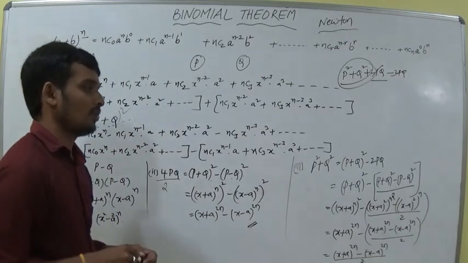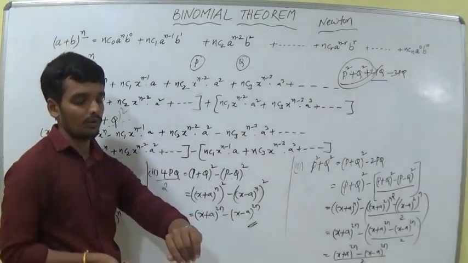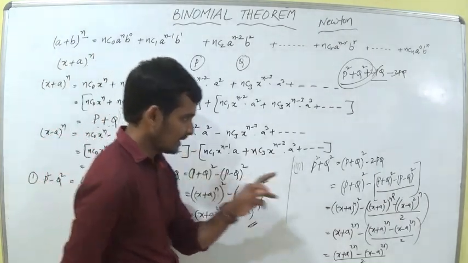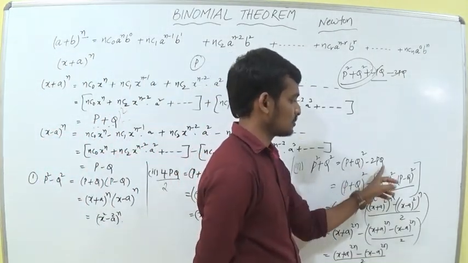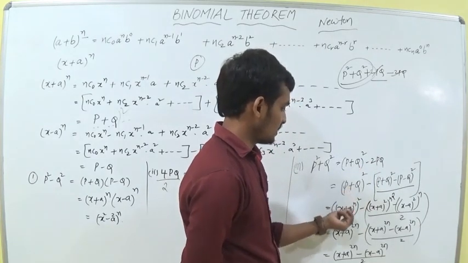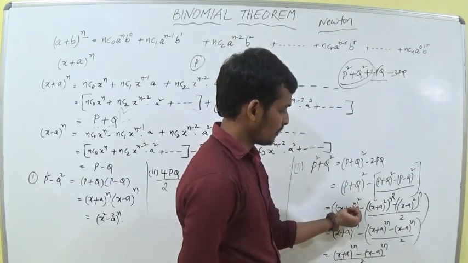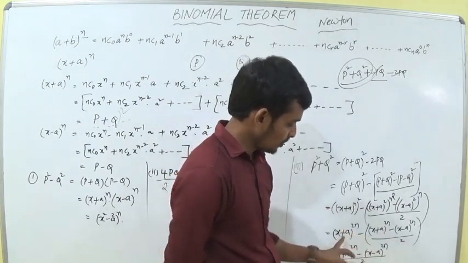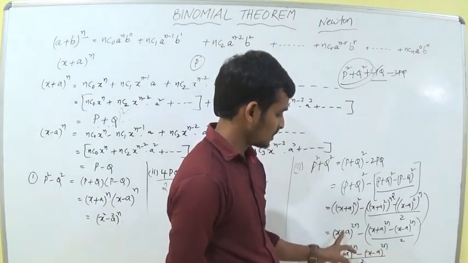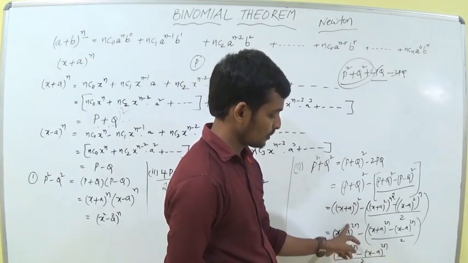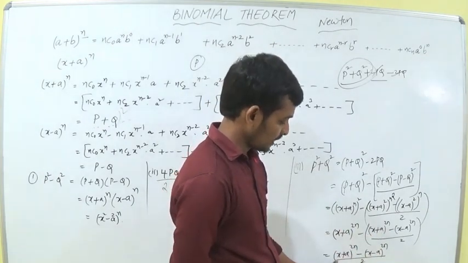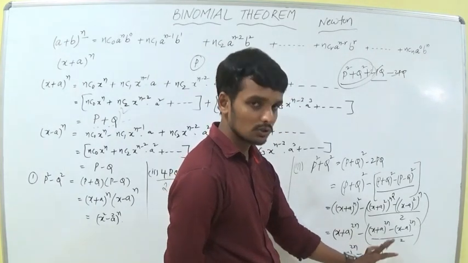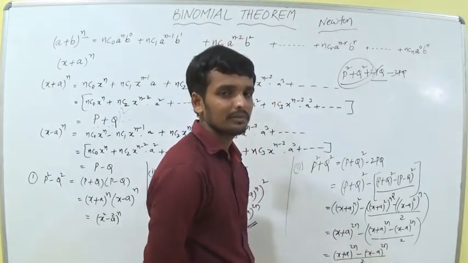So if you are feeling it is tough, but it is not tough, I will explain again. (p plus q) whole square minus 2pq. p plus q is (x plus a) whole power n, whole square. Here the LCM is 2, so 2 into (x plus a) whole power 2n. If we subtract, we get (x plus a) whole power 2n minus (x minus a) whole power 2n, by 2. Are you okay?